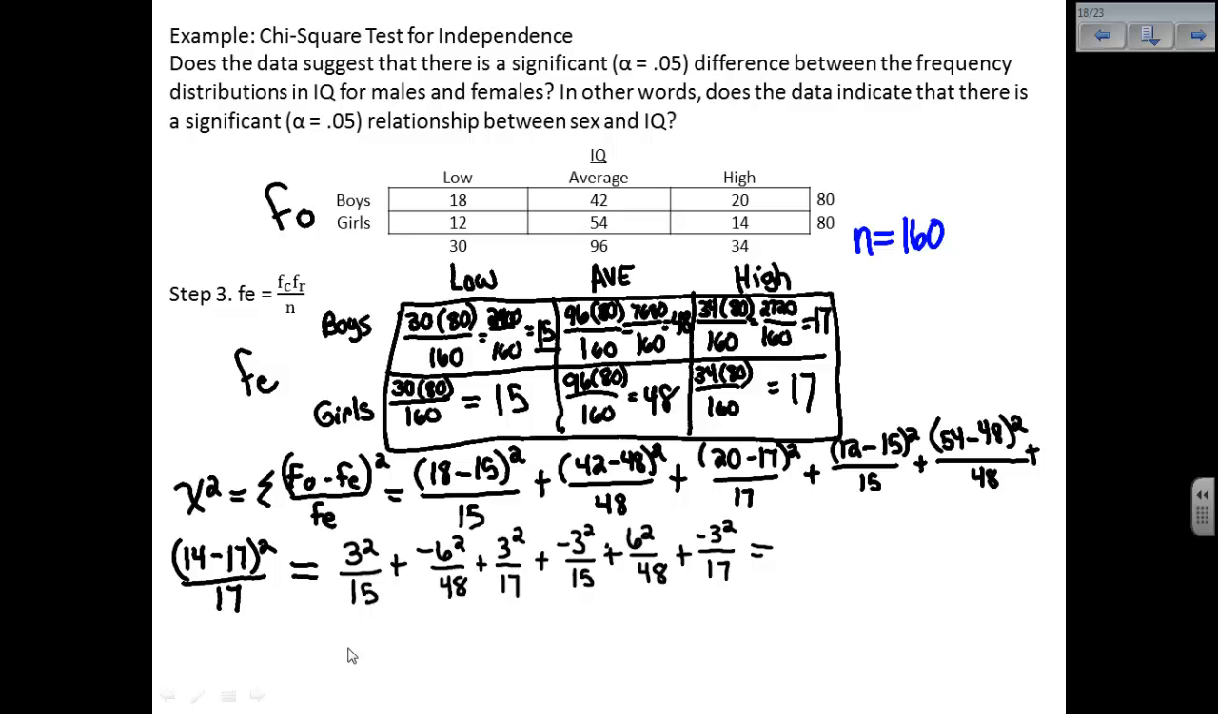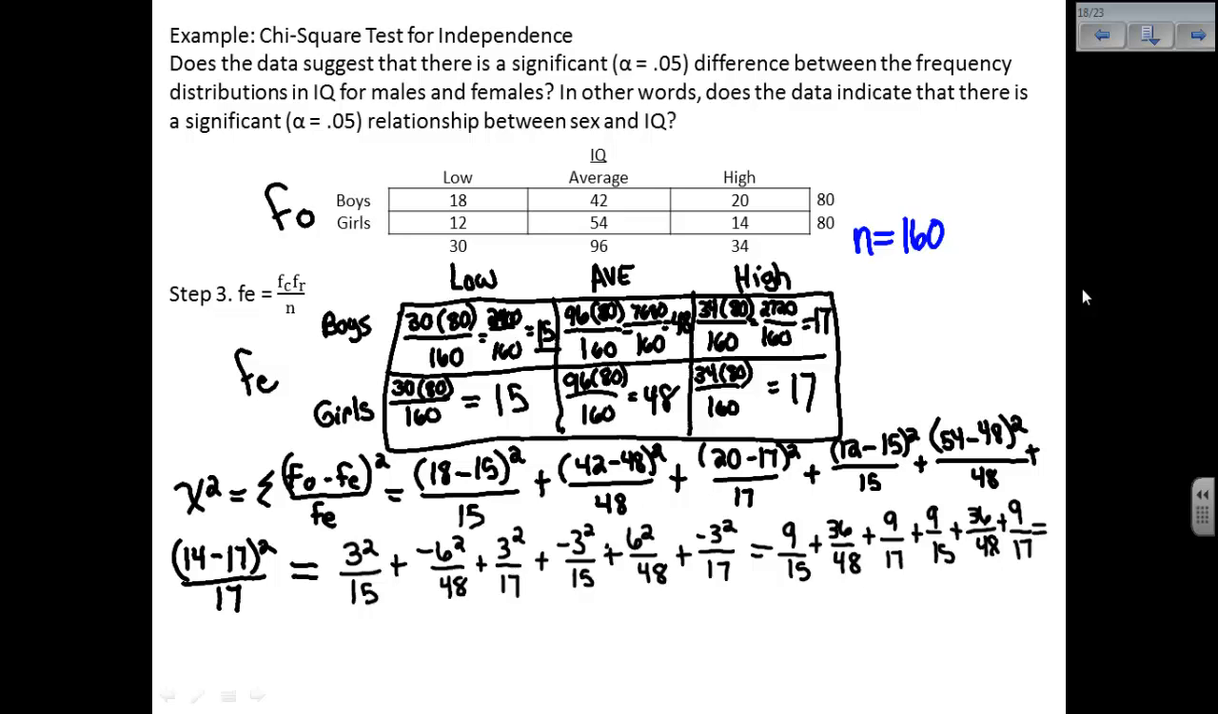Now we solve for the exponent, the next step, order of operations. So we have 9 divided by 15 plus 36 divided by 48 plus 9 divided by 17 plus 9 divided by 15 plus 36 divided by 48 plus 9 divided by 17. These numbers repeated themselves over again, but don't always expect that to happen in actual calculations. This just happened by chance. Okay, now let's go ahead and figure out.